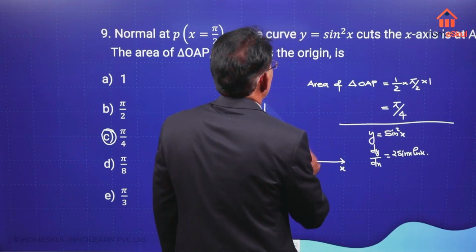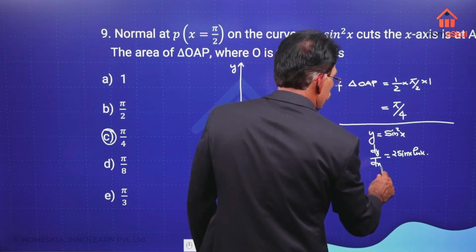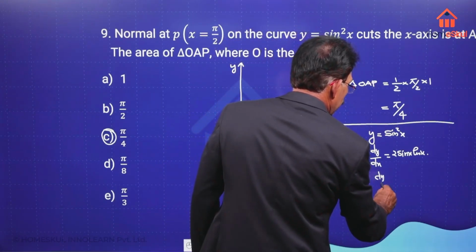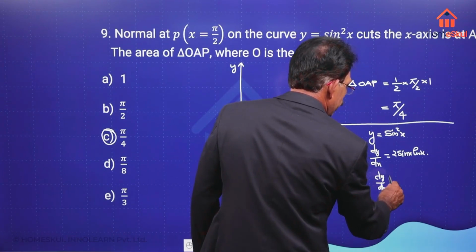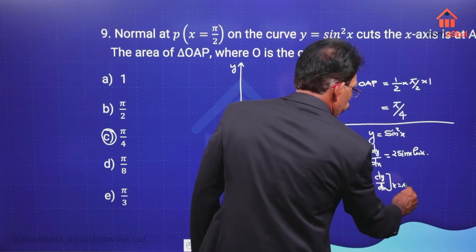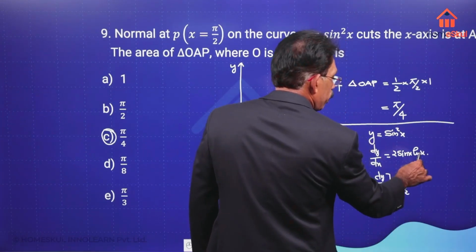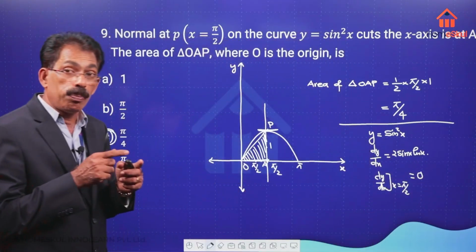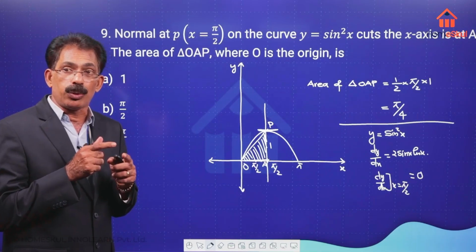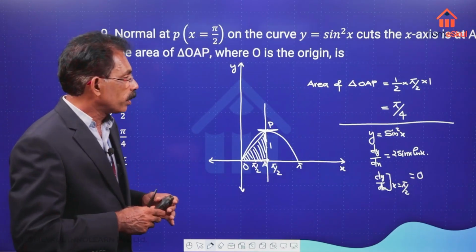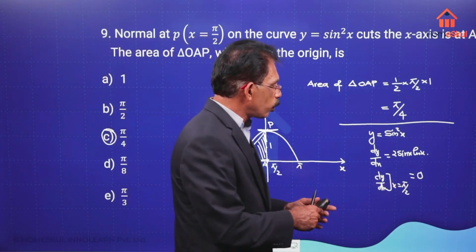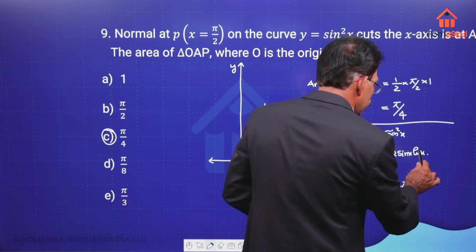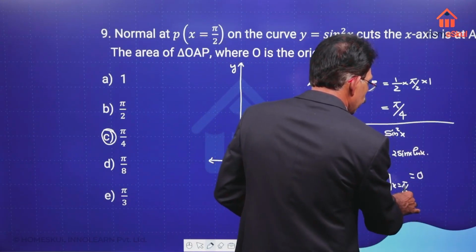Then dy by dx at what? At pi by 2. So dy by dx at x is equal to pi by 2, what happens? Cos pi by 2 is 0. This is 1, here is 0. Then the slope of the tangent at pi by 2 is what? It is equal to sin 2x. Yes, there is no doubt. Sin 2x is equal to 0 here.